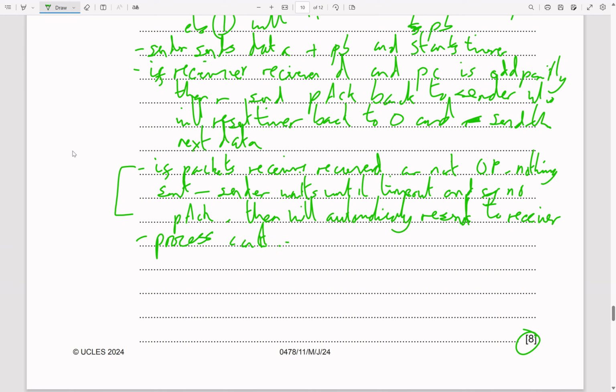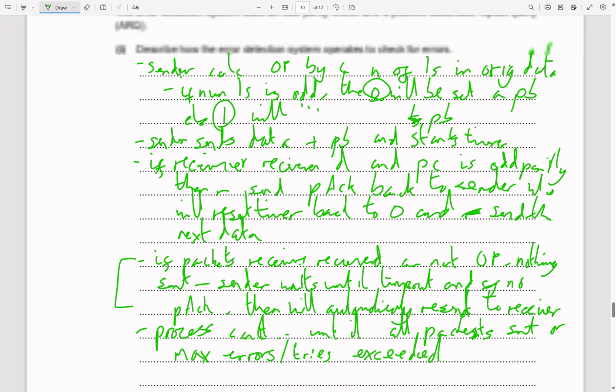The process continues until all data is sent, or let's say all packets sent, or max tries exceeded. So we can say tries exceeded. And hopefully that's enough, at least for maybe 6, 7, or possibly 8.